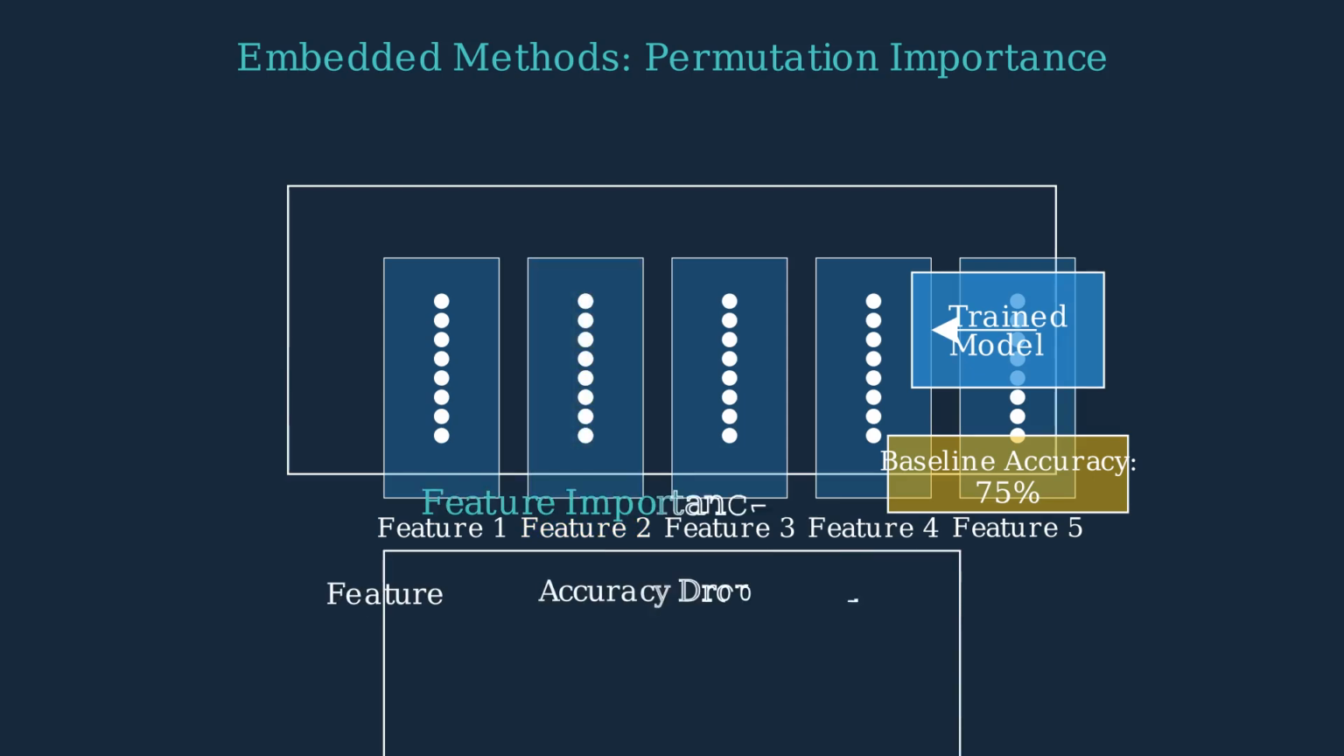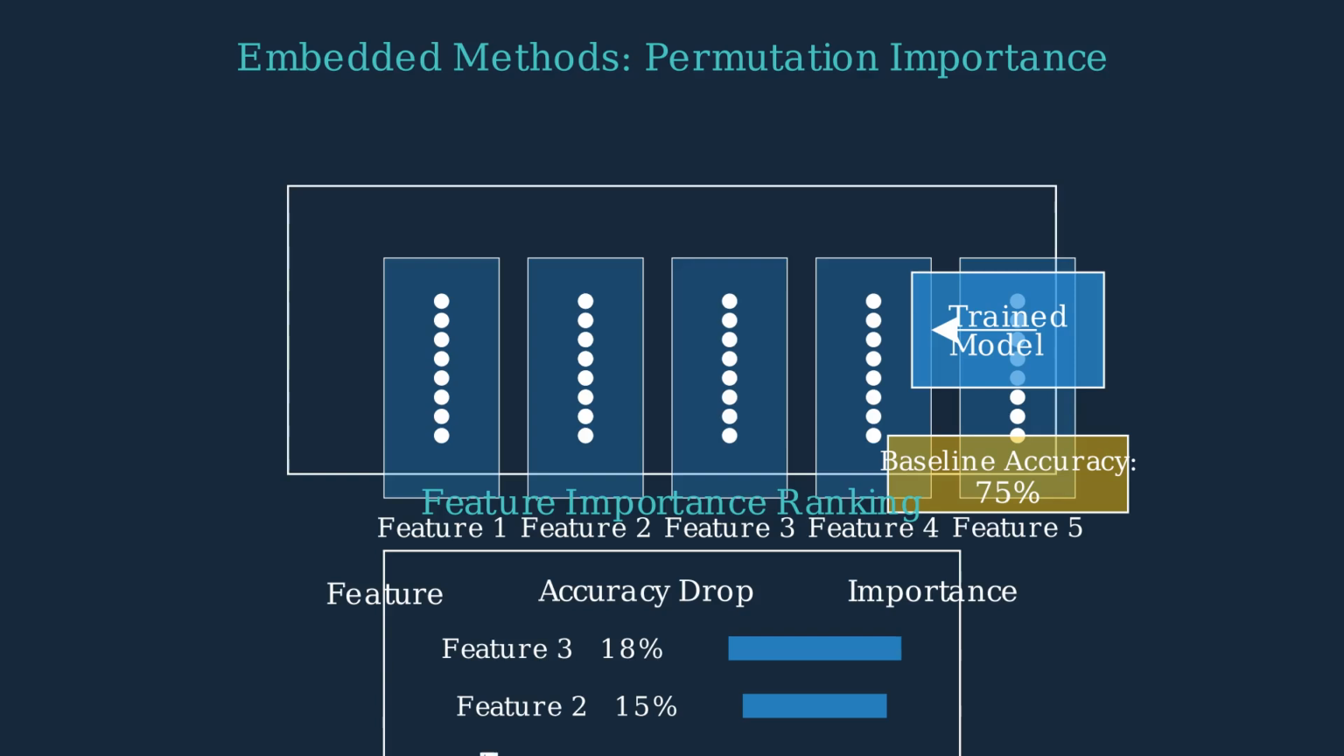We repeat this process for each feature, shuffling one at a time to measure the impact on model performance. Features that cause a larger drop in accuracy when shuffled are considered more important. Here we can see feature 3 causes an 18% drop in accuracy, making it the most important feature.